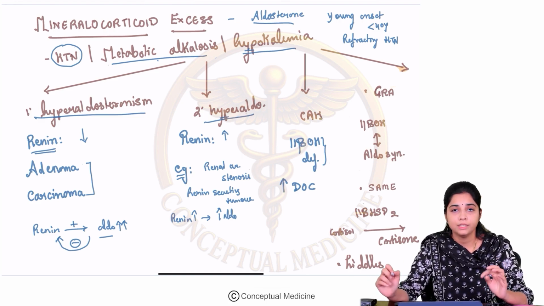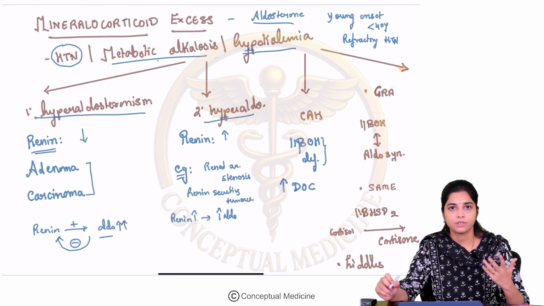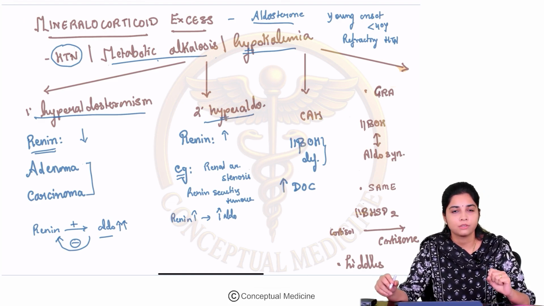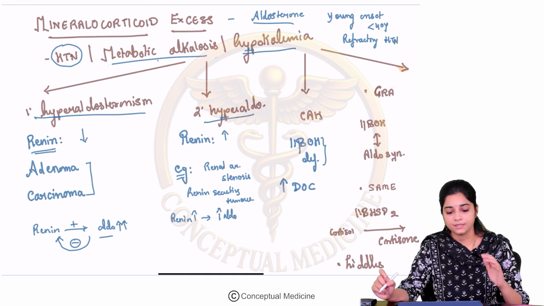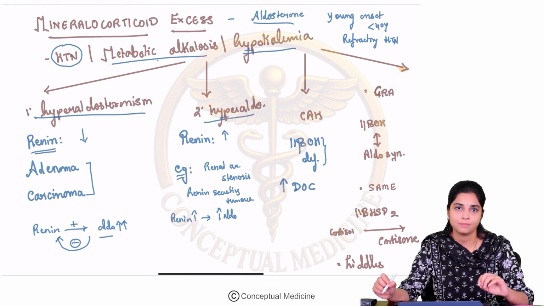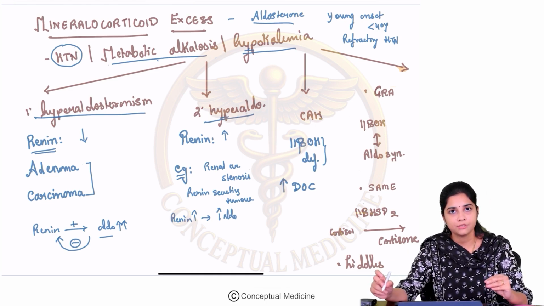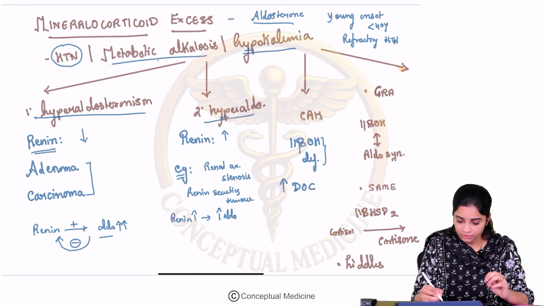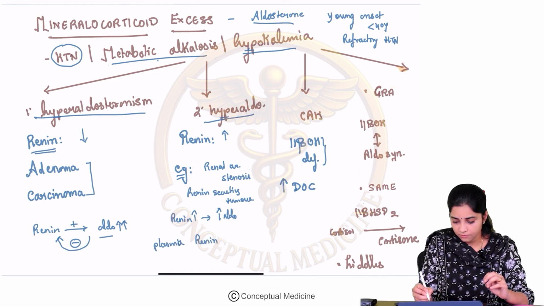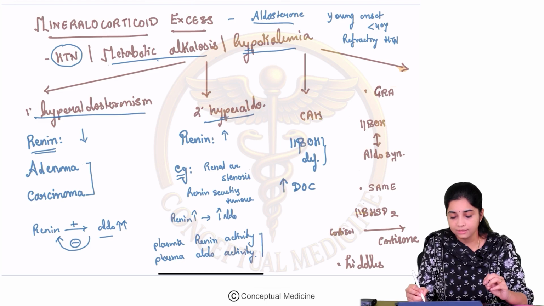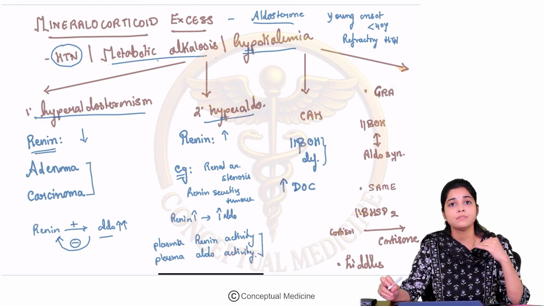Fine. So whenever a patient presents to you with young onset hypertension or refractory hypertension, you are suspecting mineralocorticoid excess. What are the tests that you want to do to understand whether this is primary or secondary hyperaldosteronism? Obviously, you will look at the pH, you see if there is metabolic alkalosis, you see if there is hypokalemia. Apart from that, you will have to look for your plasma renin levels, plasma renin activity, and you have to look for your plasma aldosterone activity, and the renin aldosterone ratio.